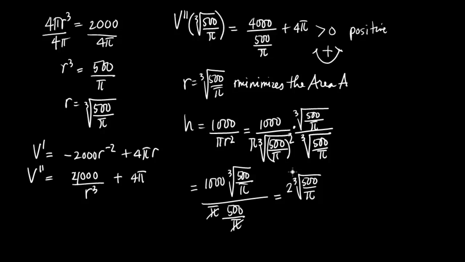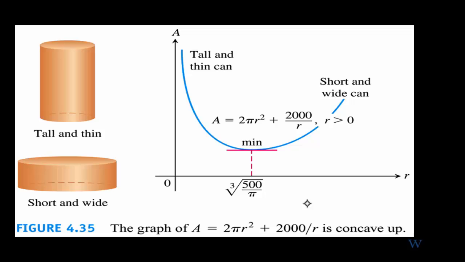So basically the height is twice the value of the radius. And if you have twice the value of the radius, then that also minimizes the area. So these are the dimensions. That's the radius and that's the height. So as you can see, here is the length of r. So A is a function of r here.